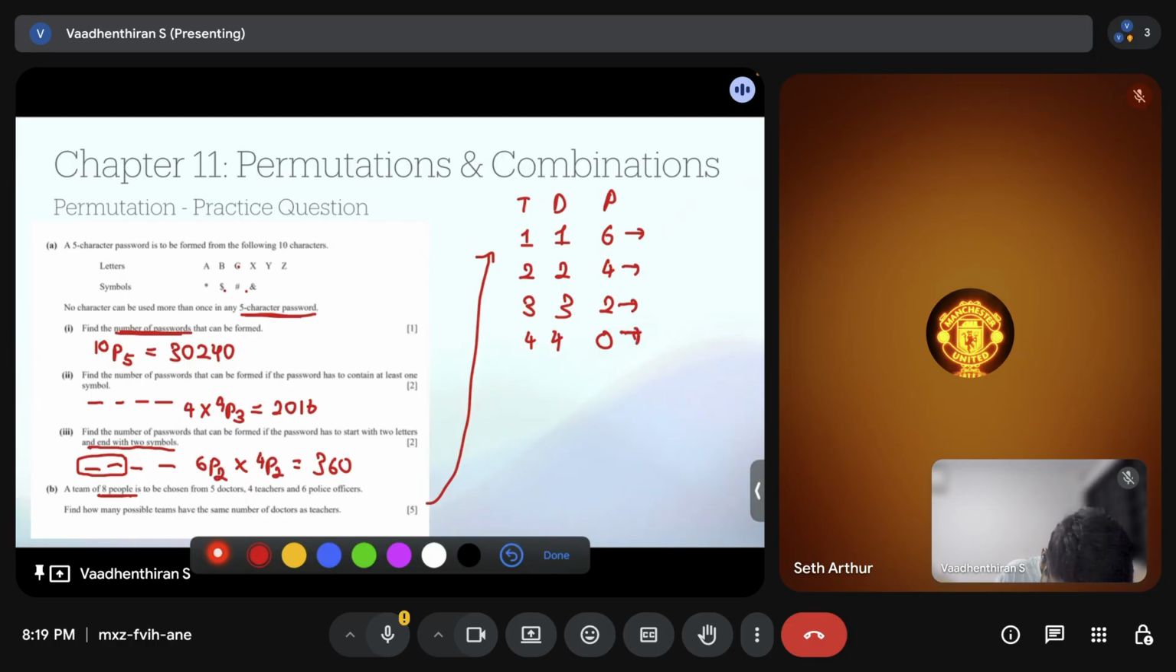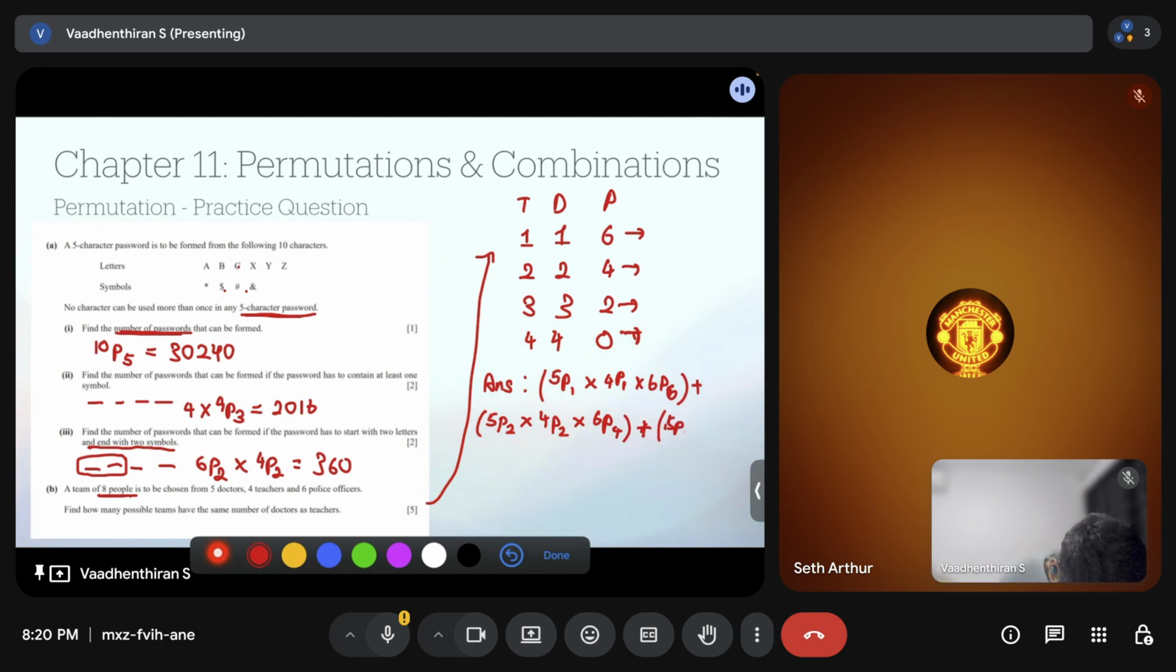So the answer would be 5P1 times 4P1 times 6P6, plus 5P2 times 4P2 times 6P4, plus 5P3 times 4P3 times 6P2, plus 5P4 times 4P4 times 6P0.